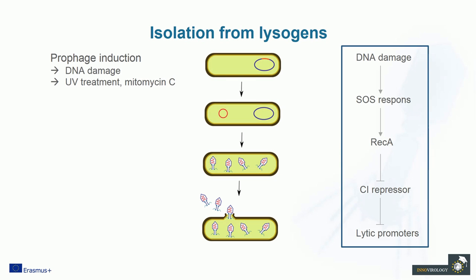Phages can also be isolated from lysogens. Lysogens are bacteria in which the phage genome is integrated into the bacterial chromosome. The phage is then present as a prophage.